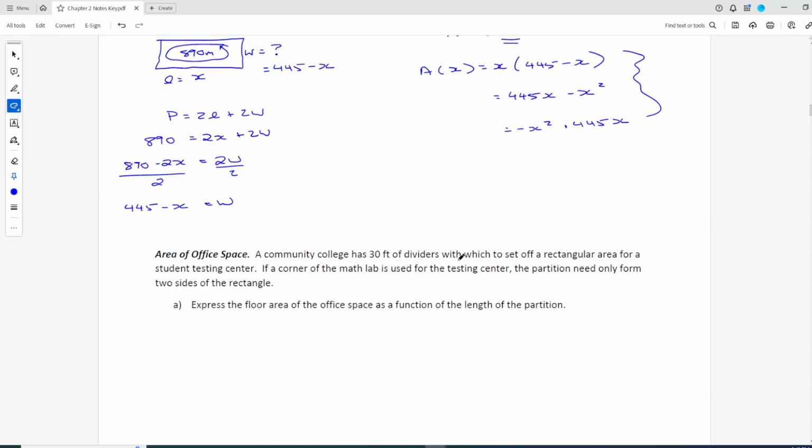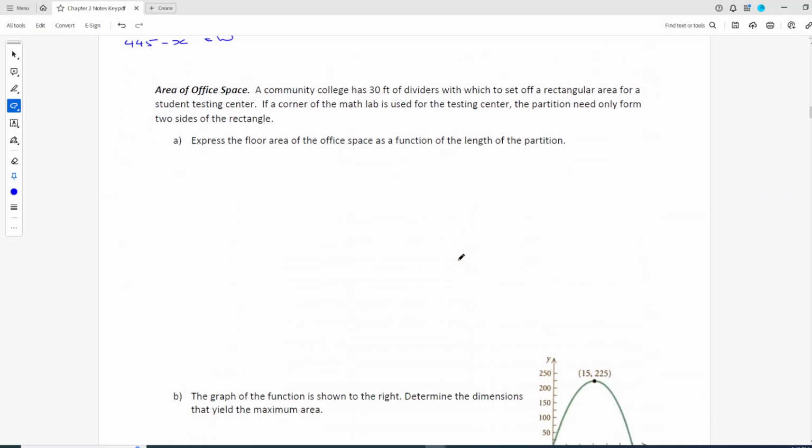All right, let's try another one. Area of an office space. A community college has 30 feet of dividers with which to set off a rectangular area for a student testing center.